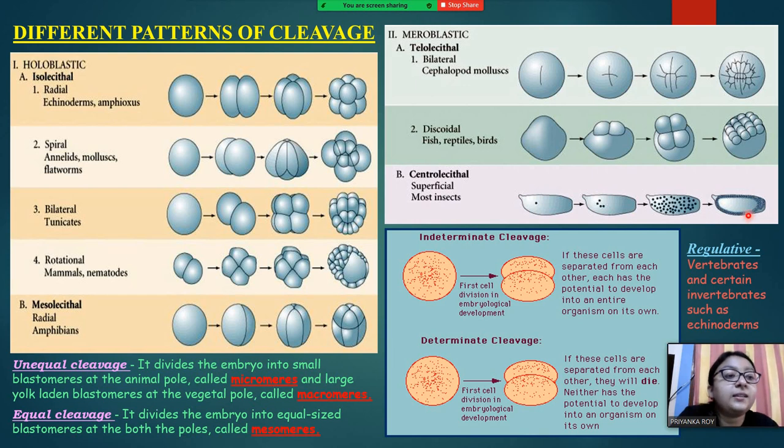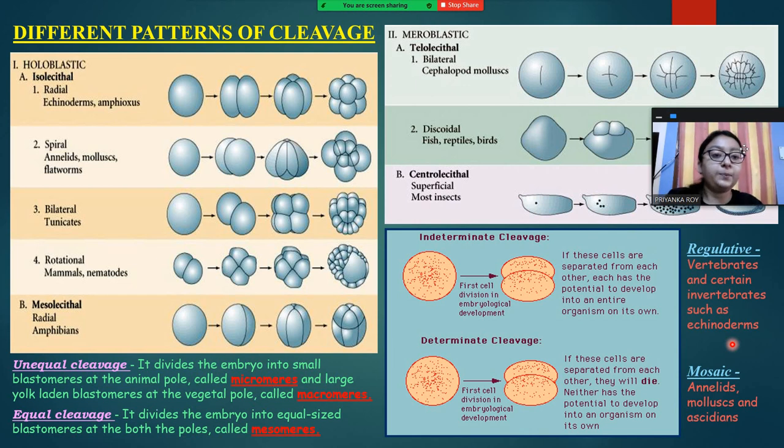So in this case, only the periphery of the embryo will be divided into cells, and the central part will remain as it is. So this kind of cleavage is known as the centrolecithal superficial cleavage. Superficial cleavage because only the superficial part of the embryo is getting divided, the central part remains unchanged.